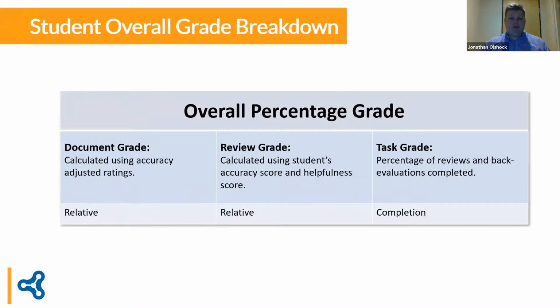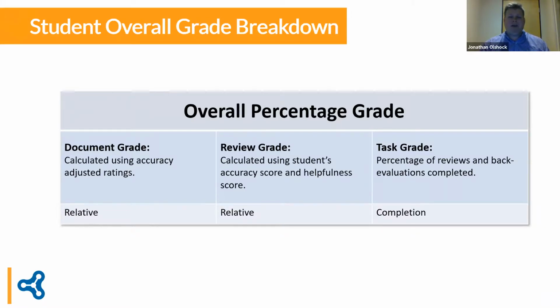The first part of the grade that a student receives is called the document grade. That's calculated using accuracy adjusted peer ratings using the rubric that the instructor provides. So the system will take all of the peer ratings, adjust them for the accuracy of each reviewer, and then assign a document grade. That document grade is relative compared to the other students in the course, so just keep that in mind as well.